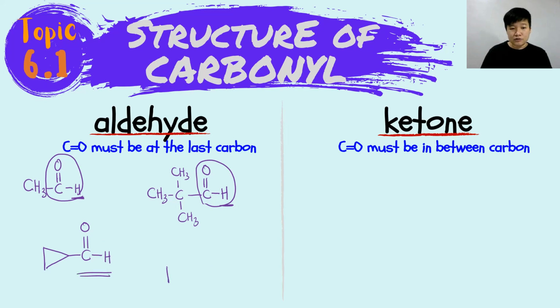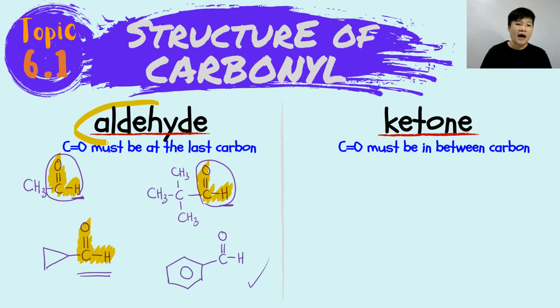Your aldehyde can also be when it's attached to your benzene ring. So you're having your benzene ring with your C double bond O holding hydrogen. And that is also your aldehyde. As long as the C double bond O is holding at least one hydrogen, all this will be categorized under the homologous series of aldehyde. Okay?